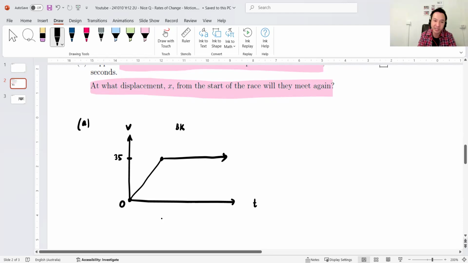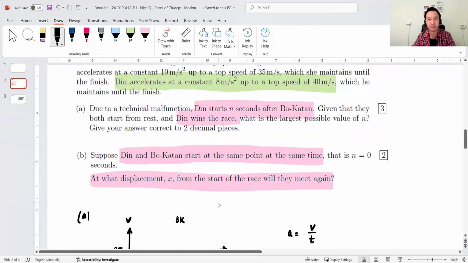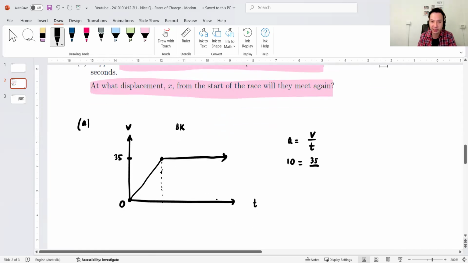Is that okay? Now, we can easily find what this time value is because I know that she accelerates at 10 meters per second squared, right? So acceleration equals velocity over time, right? So basically, she accelerates at 10, and I want her to hit 35 meters per second after t. So then that t will be 35 on 10.